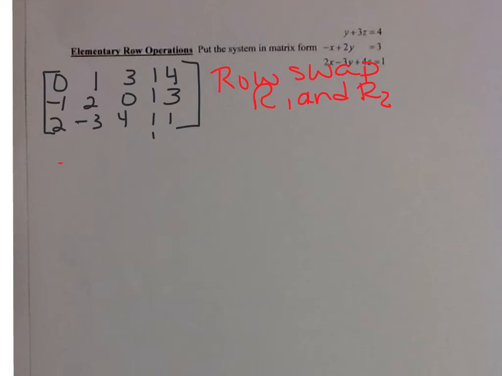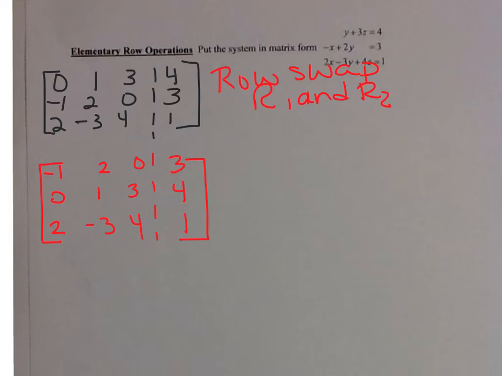Okay, so row swap row 1 and row 2. Row 3 is going to stay the same, right? So that's going to be 2, negative 3, 4, 1. And I'm going to row swap 1 and 2. So it's going to be negative 1, 2, 0, 3, and 0, 1, 3, 4.